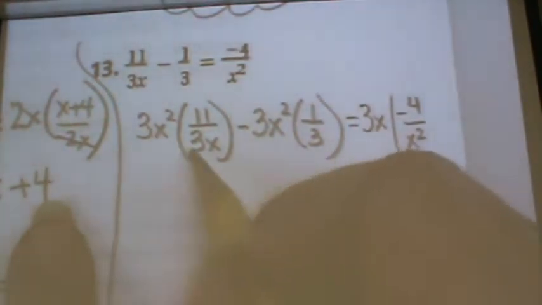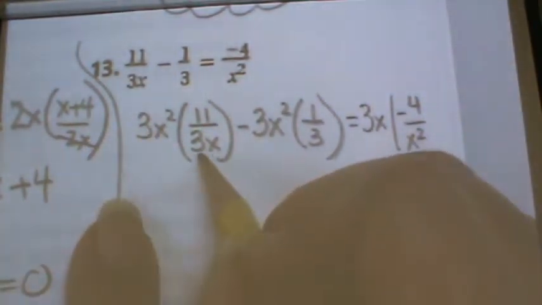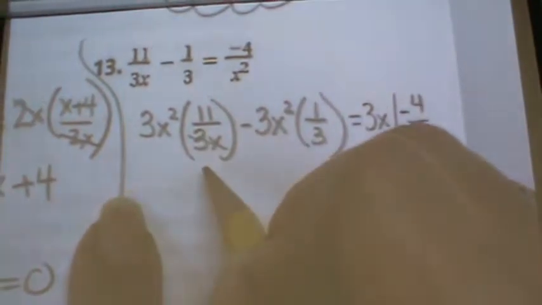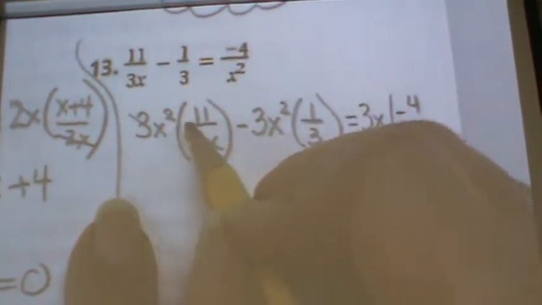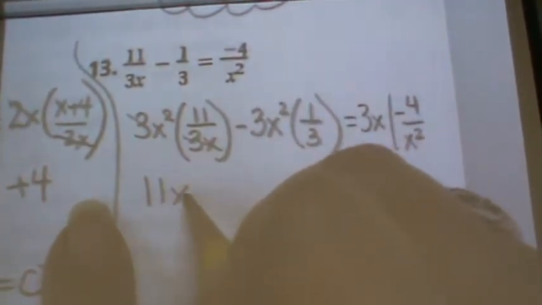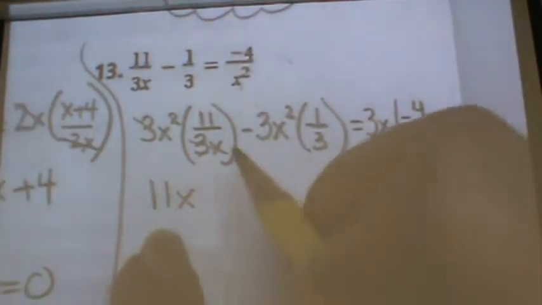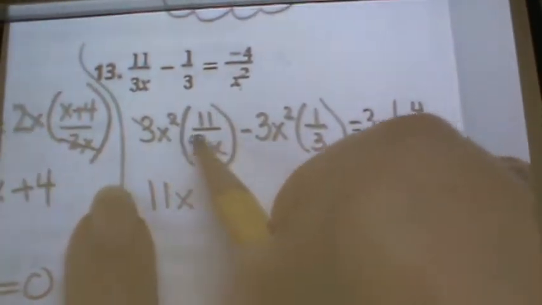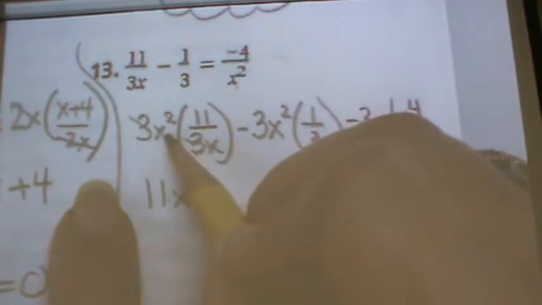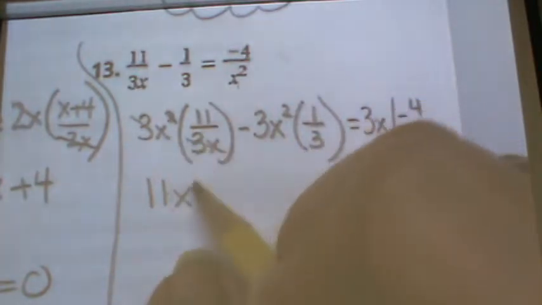Okay, what cancels here? 3x. What's left? Squared. This with one of these, what's left? 11x. Wait, why is it squared? Because with 3x, you need two x's. You need at least two x's, one's not enough. I only canceled this x, but you have two of them here. Oh, I get it. I'm canceling this one. Yeah, so you have 11x.